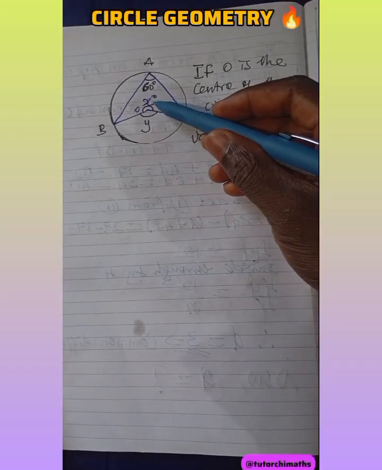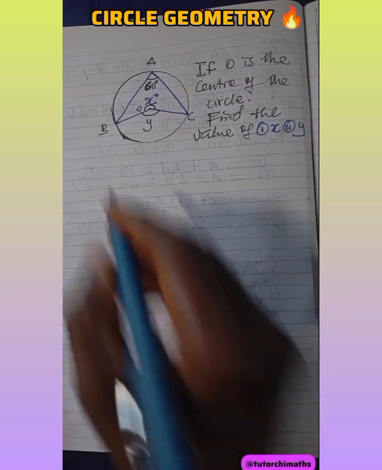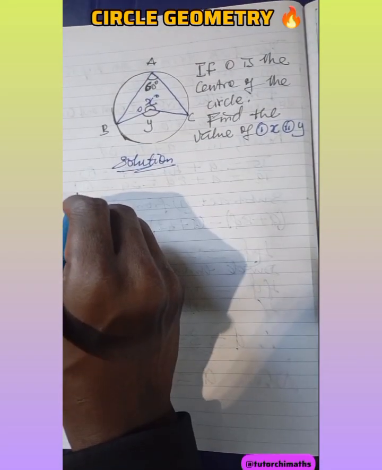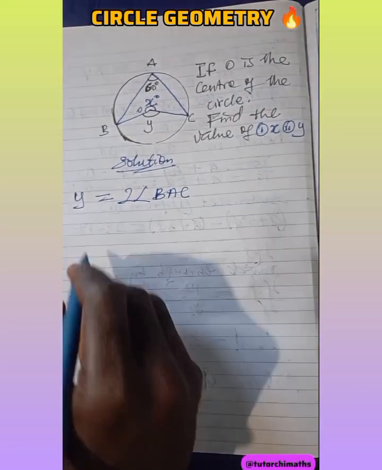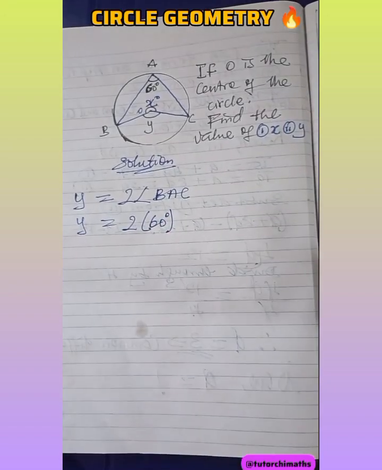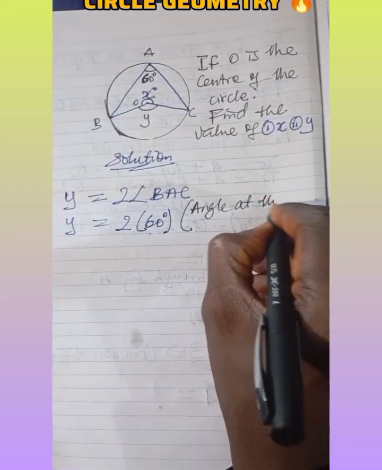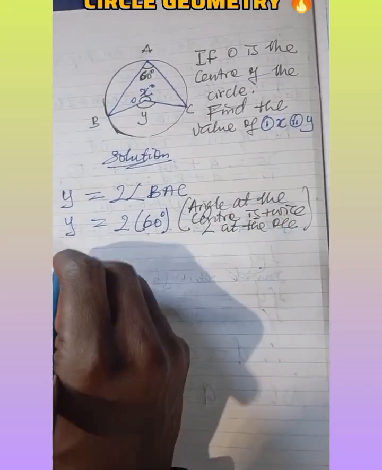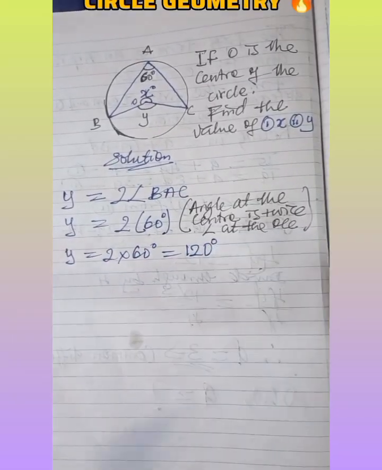Alright, let's find the value of x and y in this diagram. Solution. y is equal to 2 times angle BAC. That is y is equal to 2 times 60 degrees. What is our reason? Angle at the center is twice angle at the circumference. Good. So y is 2 multiplied by 60 degrees, which is 120 degrees.